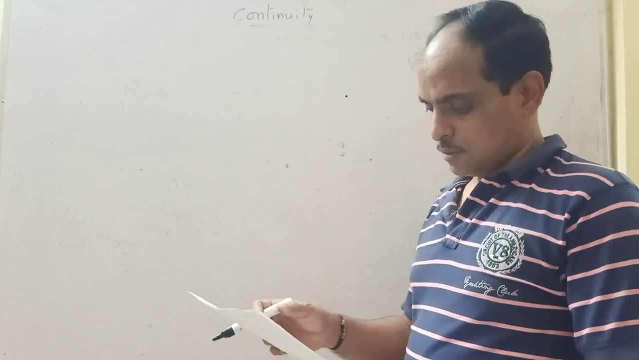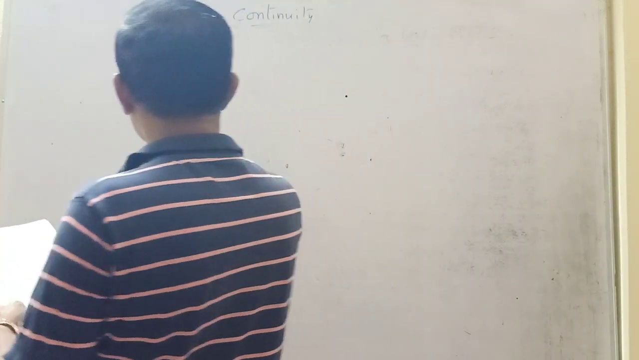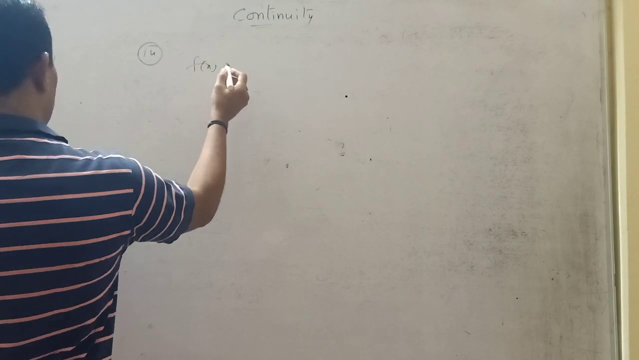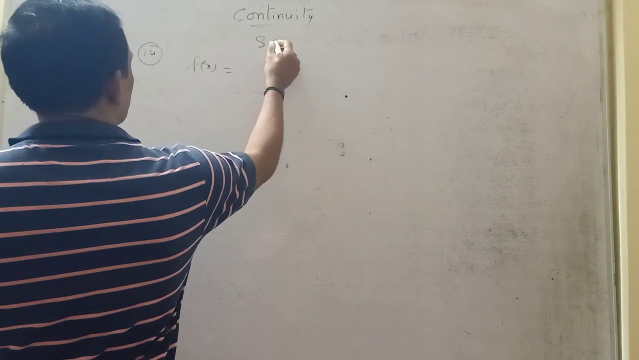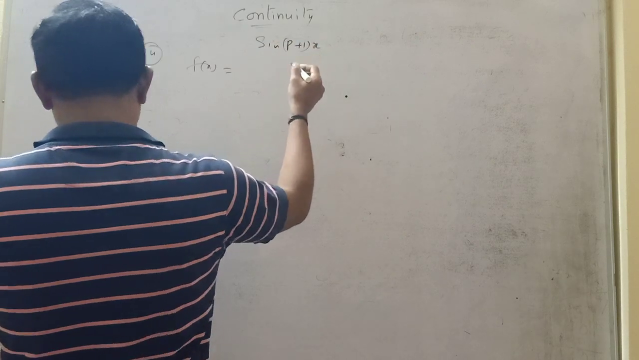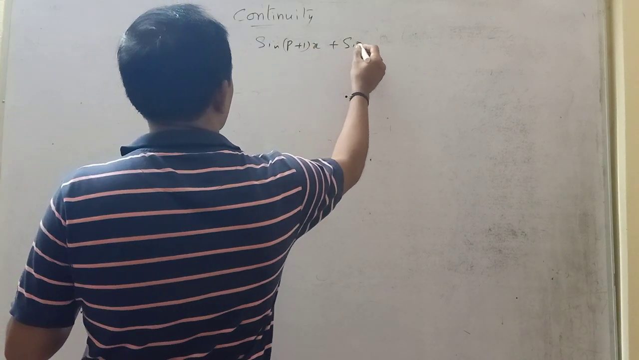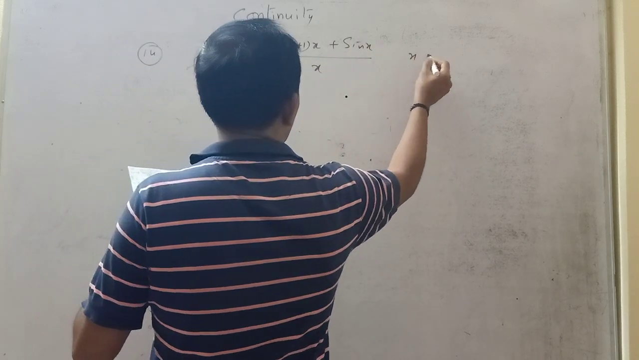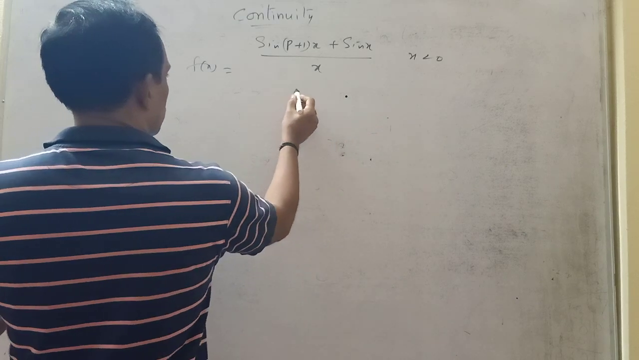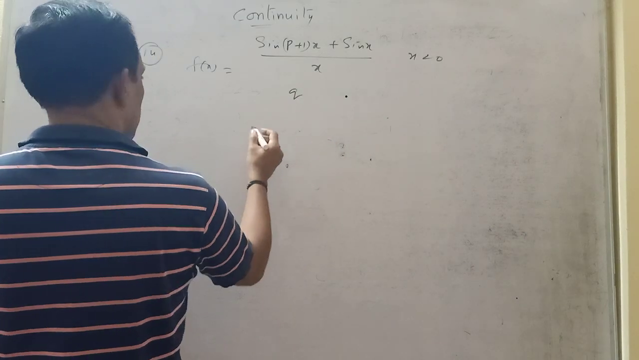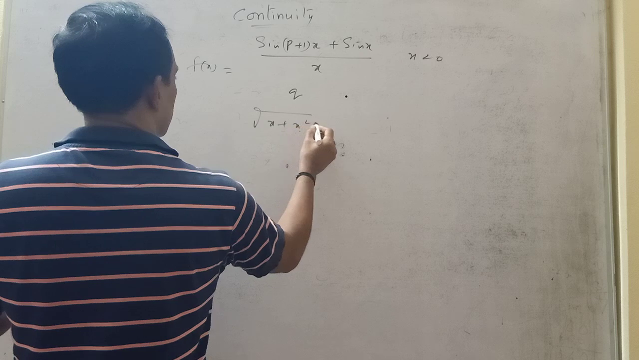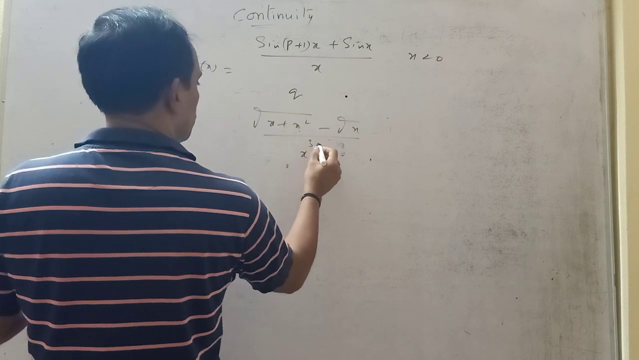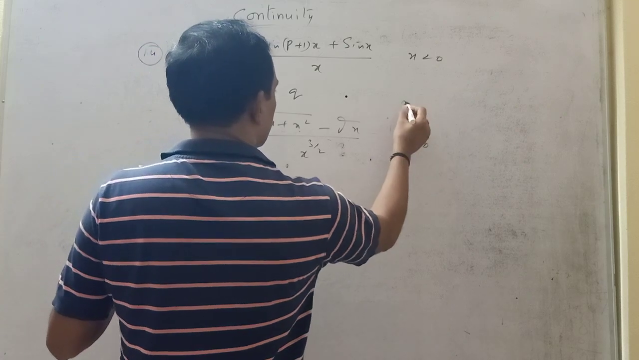Yes, I told this question. Next question, that is the 14th question. f of x is equal to sine of (p plus 1) x plus sine x, whole divided by x, when x is less than 0, and is q, and root of x plus x square minus root x by x to the power of 3 by 2, when x is greater than 0.